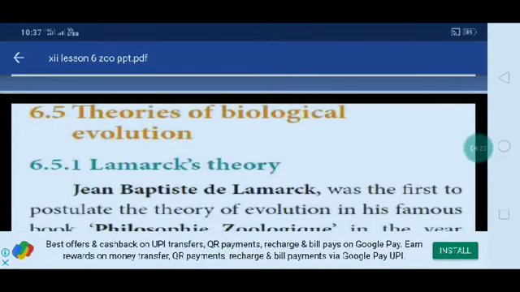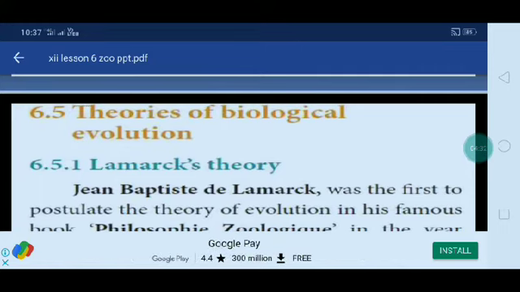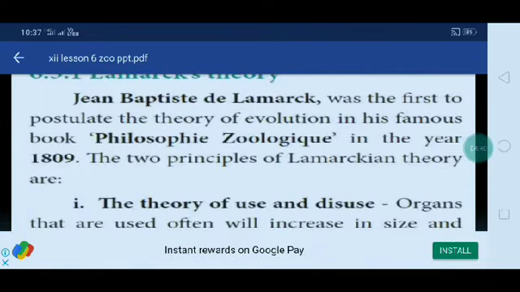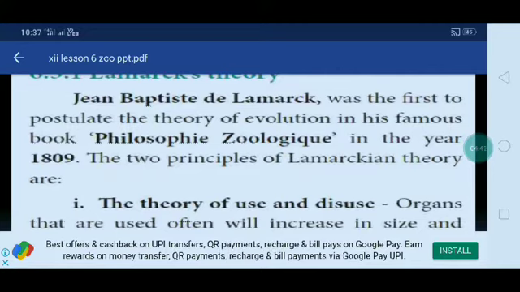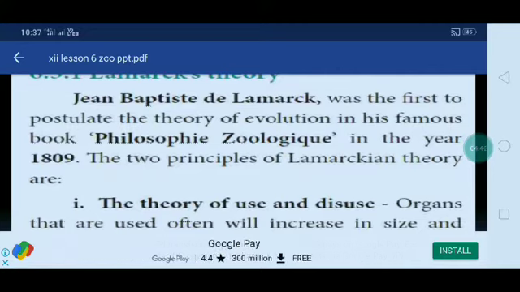The next one is some of the theories included in evolution. Theories of biological evolution. The first one is the Lamarck theory. Jean-Baptiste de Lamarck was the first to postulate the theory of evolution in the famous book Philosophie Zoologique, in the year 1809. The two principles of Lamarckian theory are: first, the theory of use and disuse.